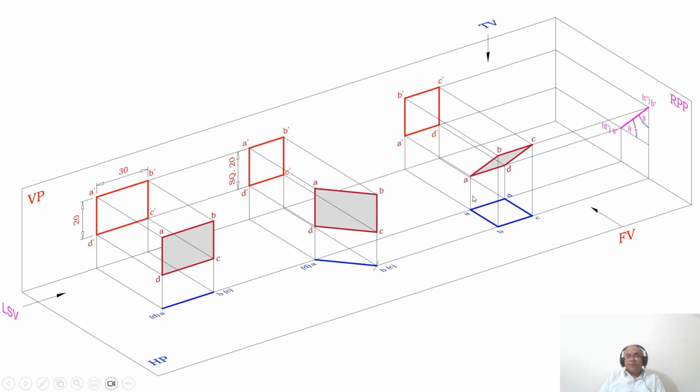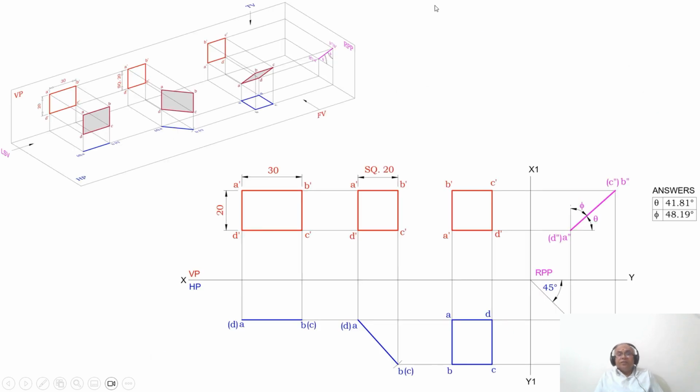Similarly, when you look from the top view, you can see A, B, C, D is resting on HP. But here, when you look from the front view, A dash, B dash, C dash, and D dash are going to be a square again. So this is how you will be able to analyze this problem in 3D.